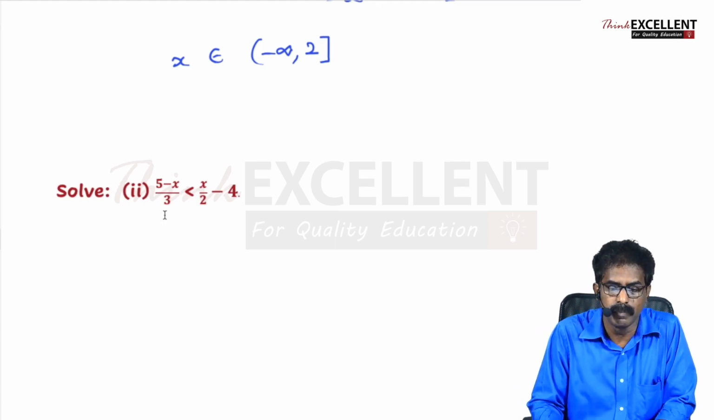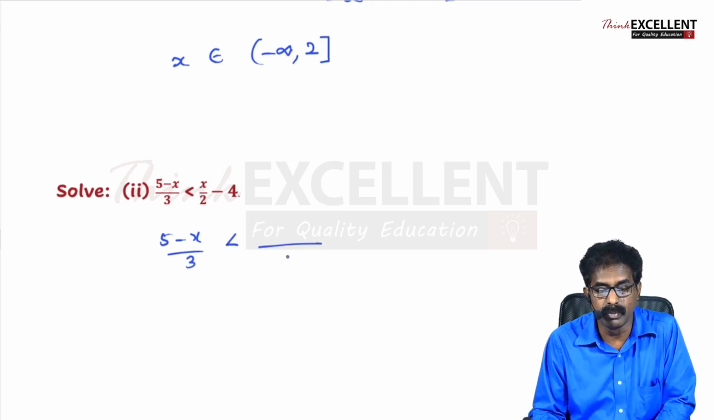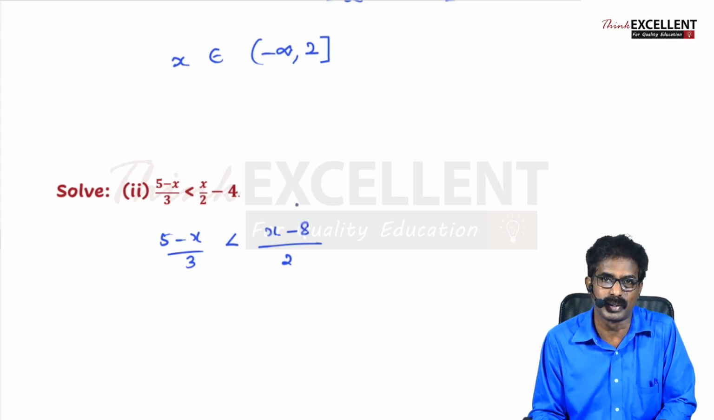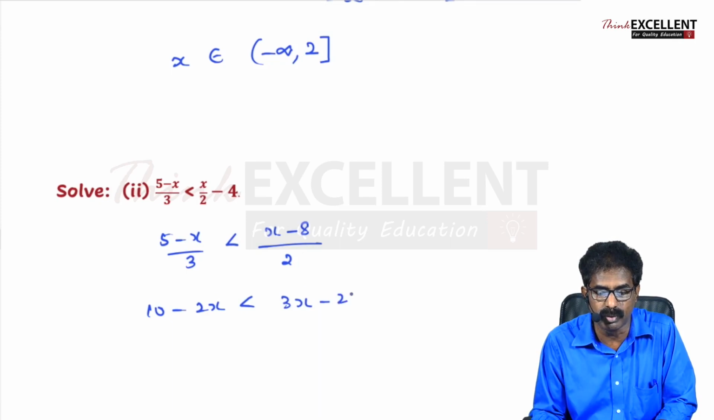Same type only. 5 minus x by 3 less than, x by 2 minus 4. Here also take LCM. 2 is LCM. So x minus 4 2s are 8. Now it is like exactly the previous question, right? Cross multiply by 2, you multiply 5 2s are 10 minus 2x less than. By the 3 you multiply both, 3x minus 24.